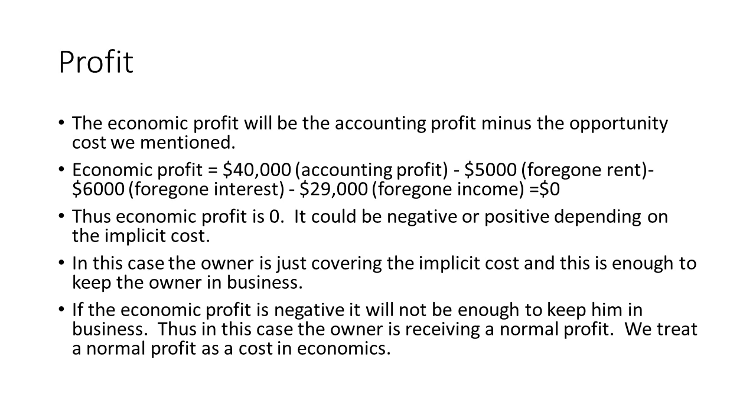The economic profit will be the accounting profit minus the opportunity costs we mentioned. So assume that we have an economic profit of $40,000, as just stated, and that we have foregone rent of the building of $5,000. All right, that's a cost. Then we have foregone interest. We have put enough money into this that it's costing us $6,000 in foregone interest. And then finally, $29,000 in foregone income.